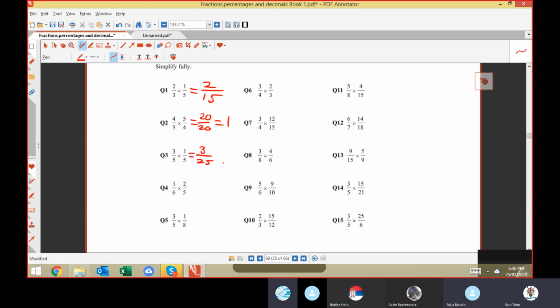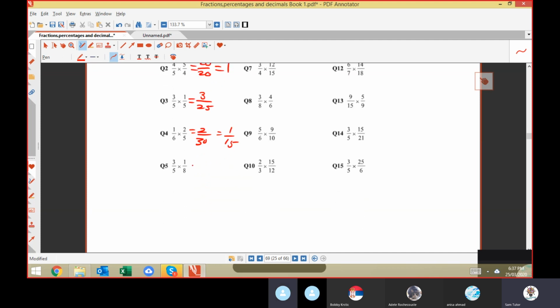Three. 3 over 25. Good job, Maya. You might as well go over next. 30. 2 over 30, which simplifies to 1 over 15, because you got to divide them both by 2. And Bobby, 3 over 40. You can't simplify that.